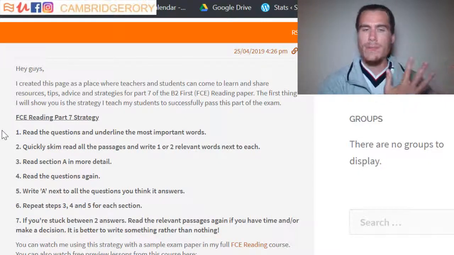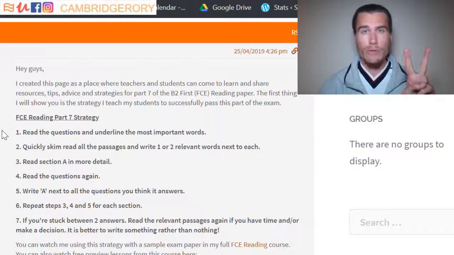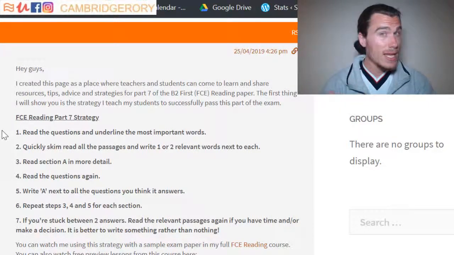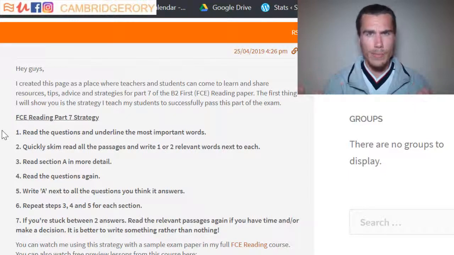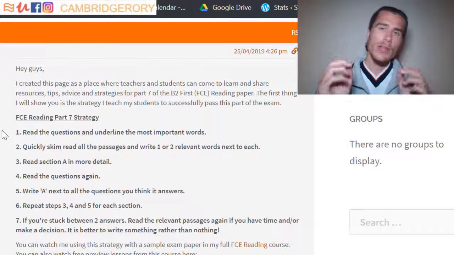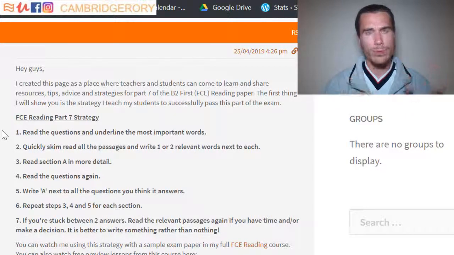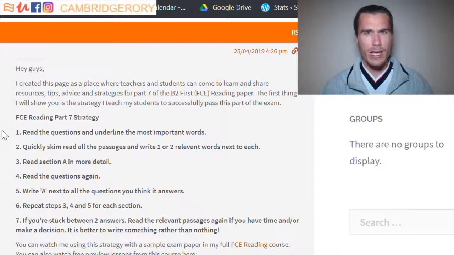And finally, step number 7. If you are stuck between 2 different answers, so you have a question and you have passage A and passage D next to one question, for example, and you don't know which one to choose, then you should go back and read both of those 2 passages in more detail to try to find the answer if you have time.